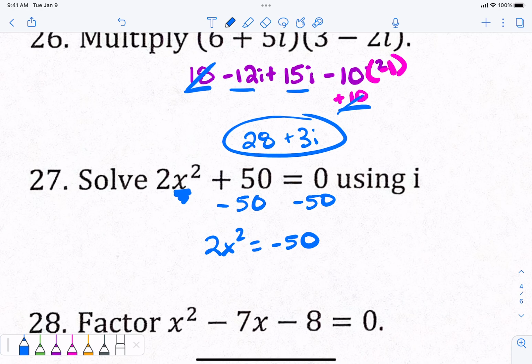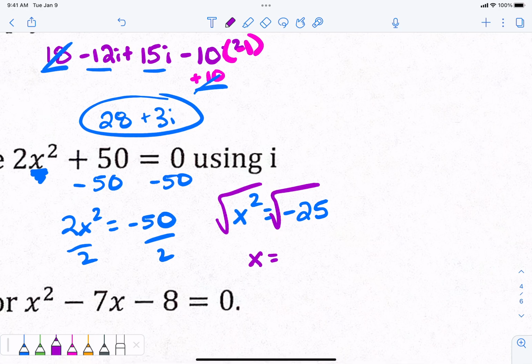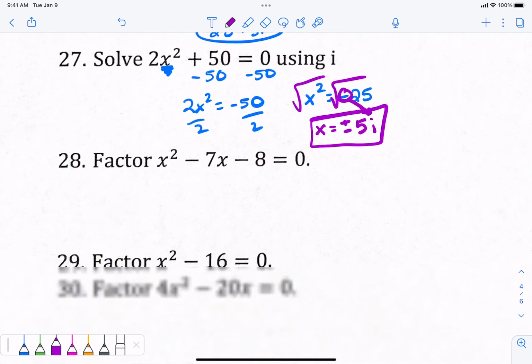Divide by 2. Some people in the 8th period class like to take the square root first. You have to divide by 2 first, right? Okay, x squared equals negative 25. And then you take the square root, okay? Now, we can't take the square root of a negative number, right? So x equals 5i and negative 5i, because we put the square root in there, it needs to be plus and minus, and then this negative makes it an i, so plus and minus 5i. Questions about that? No.